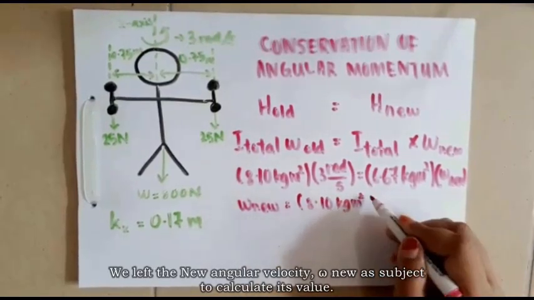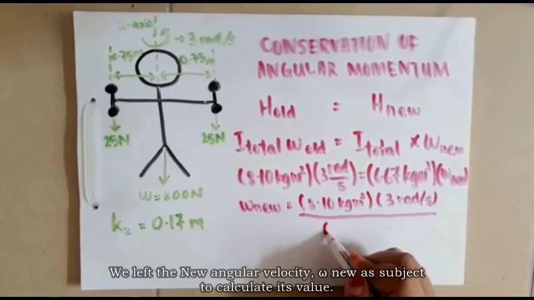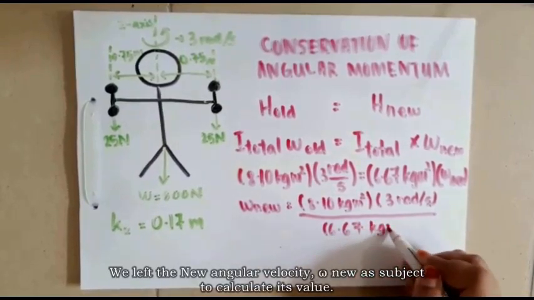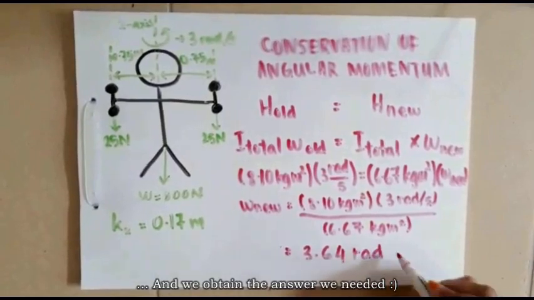We leave the new angular velocity, omega new, as the subject to calculate its value, and we obtain the answer we needed.